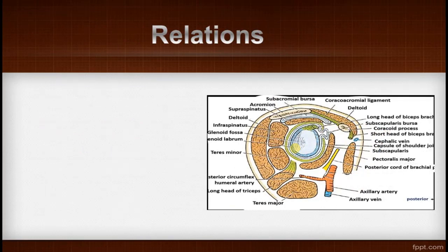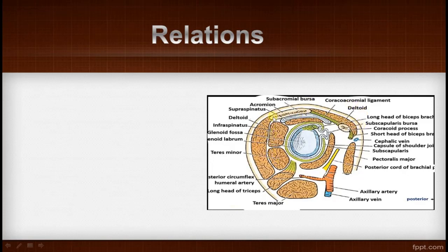Now, we have finished with the ligaments of the shoulder joint. Now we are coming to the relations of the shoulder joint. When you take a sagittal section, a lateral view of the joint, you are able to see it here. So what are all the structures you are able to make out? First, the bony structures. This is the coracoid process of the scapula. This should be the acromion process. Behind, you will be able to see the body of the scapula.